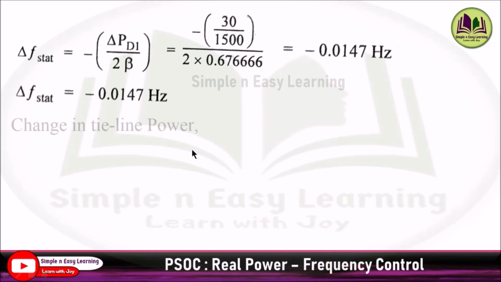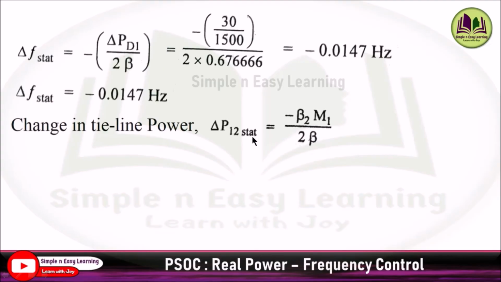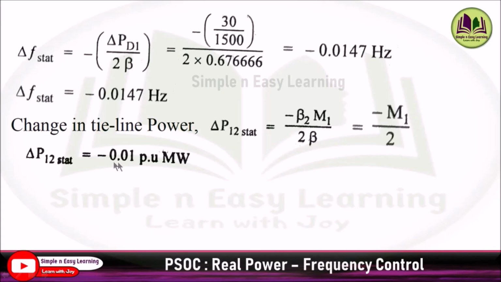And the next one is the change in tie line power, del P12 stat. The formula for that is minus beta 2 M1 divided by 2 beta. As you know, beta 1 is equal to beta 2 is equal to beta, so you can cancel these betas. The formula is further reduced to minus M1 by 2. M1 is nothing but del PD1, which is 0.02 per unit megawatt. Divided by 2, that gives you 0.01 per unit megawatt, that is minus 0.01 per unit megawatt. And in terms of megawatt, multiply it with 1500, the power rating, so that gives you minus 15 megawatt. This is the change in tie line power.